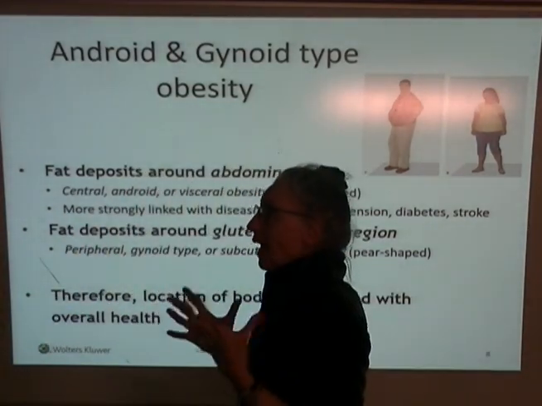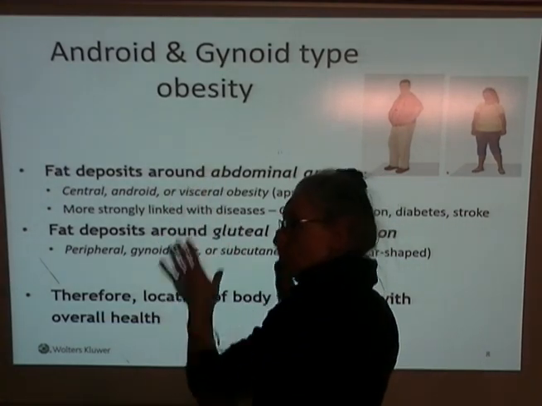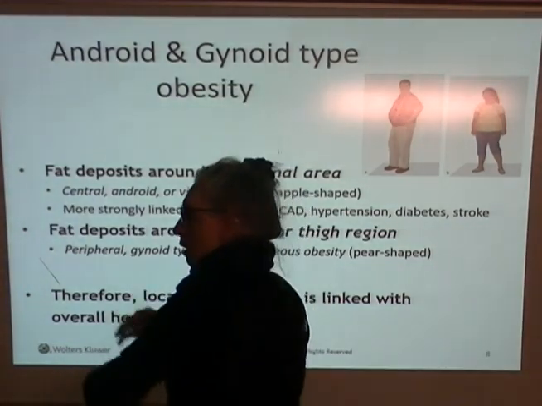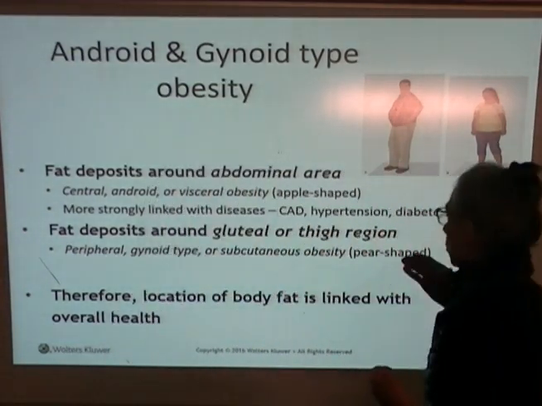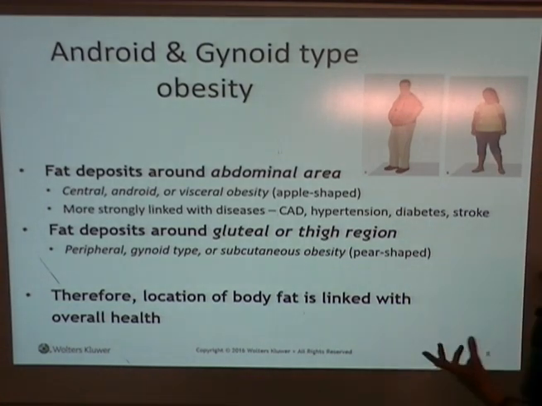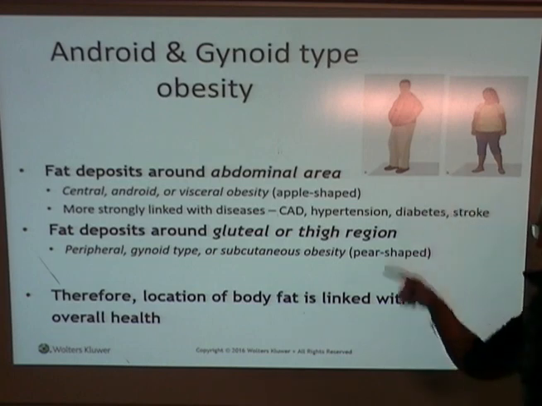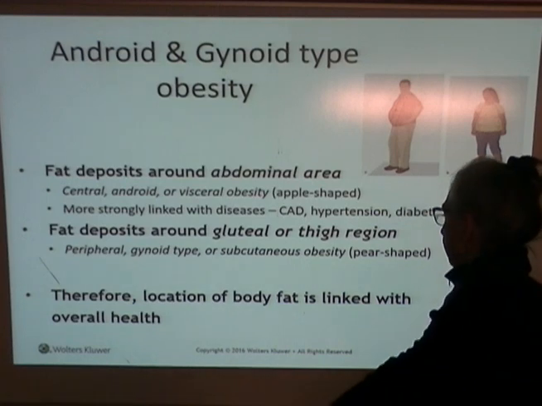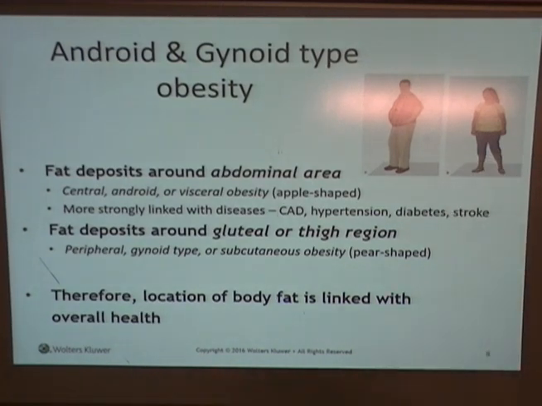If you have more female type fat deposits, here, that's called peripheral gynoid or subcutaneous obesity, and it tends to lend itself to a more pear-shaped outline because it's very heavy around here. So the location of the body fat is linked to the types of health problems you might develop as you get older, right?